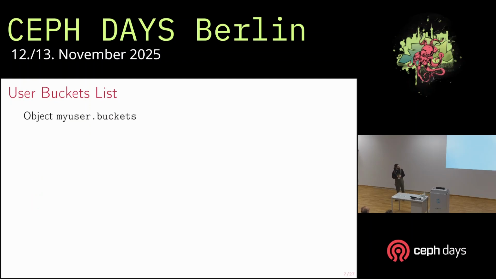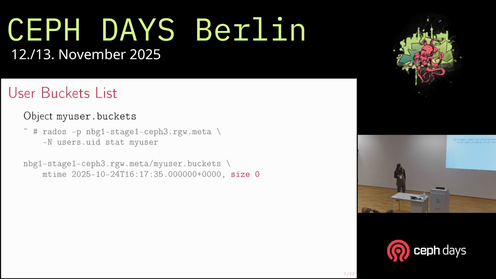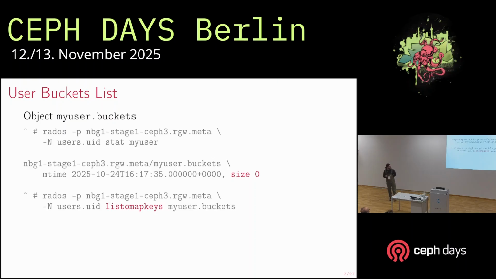What's in that .buckets thing? Well, we can have a look again. And we see that's just an empty object. But it's not an empty object, it's just an OMAP. And we can use list OMAP keys to get all the members of that OMAP, and we get a list of buckets. So we have a bucket map of a user. So if you use the list buckets call, I think it is, in the S3 API, then you get a list of the buckets that the user owns.